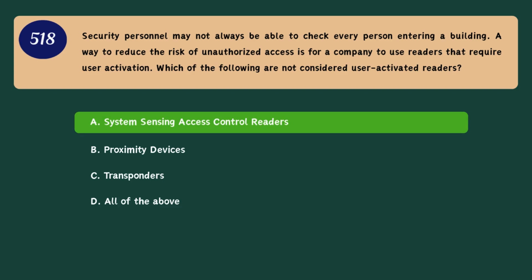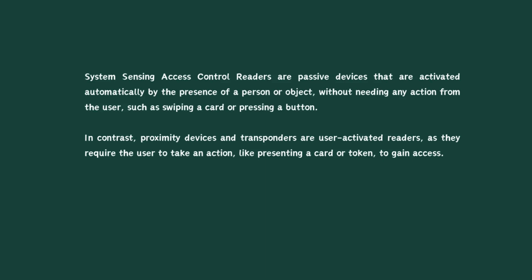Correct answer: A. System sensing access control readers. System sensing access control readers are passive devices that are activated automatically by the presence of a person or object, without needing any action from the user, such as swiping a card or pressing a button. In contrast, proximity devices and transponders are user-activated readers, as they require the user to take an action, like presenting a card or token, to gain access.